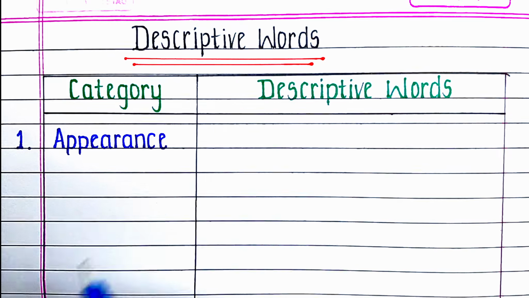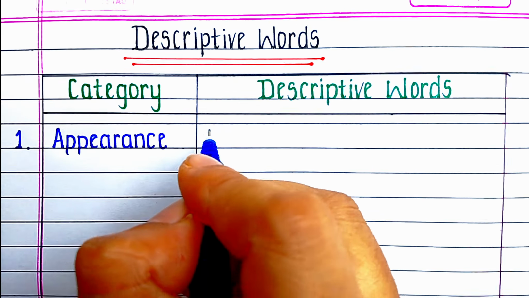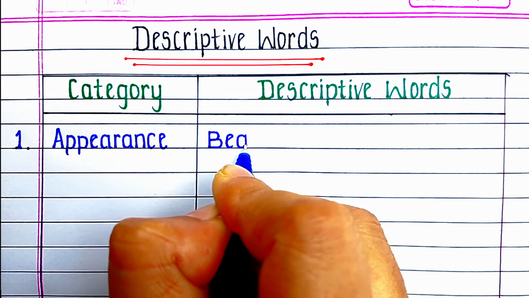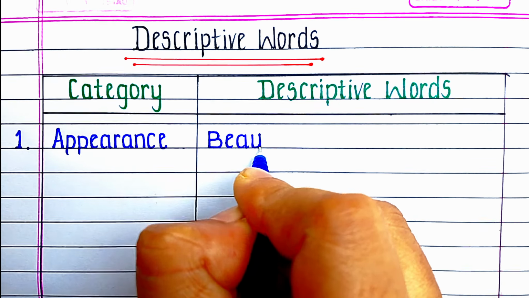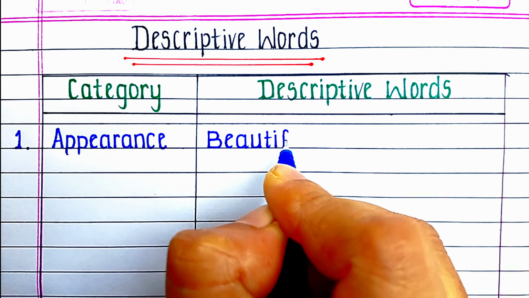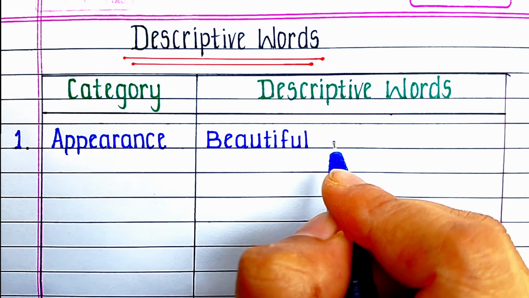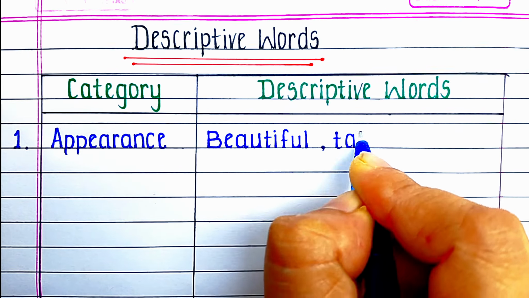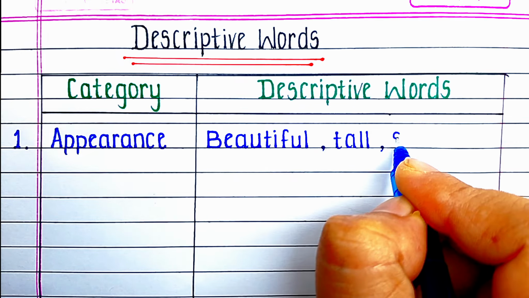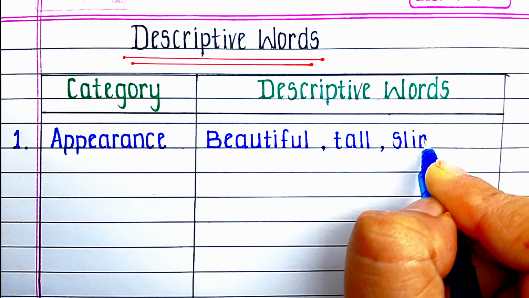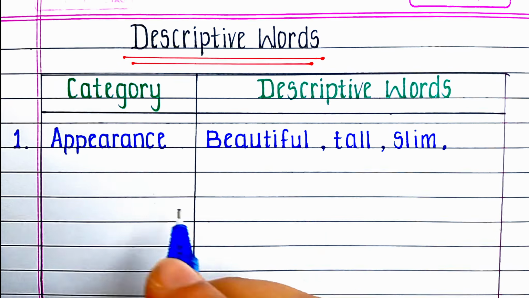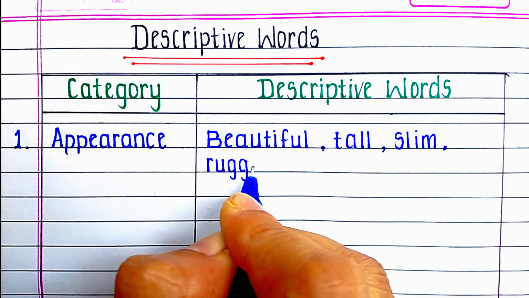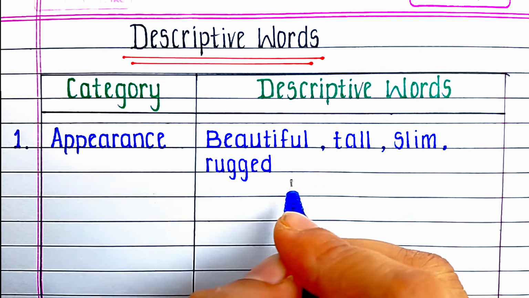Descriptive words are words that give description about other words. They help paint a picture in the reader's mind. They can be adjectives, adverbs, or participles that describe the subjects or actions of our sentences. In this video, we will learn some categories and we will learn some descriptive words in that particular category.